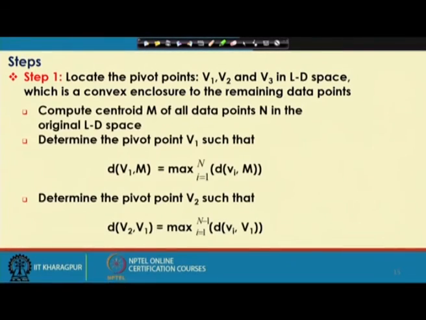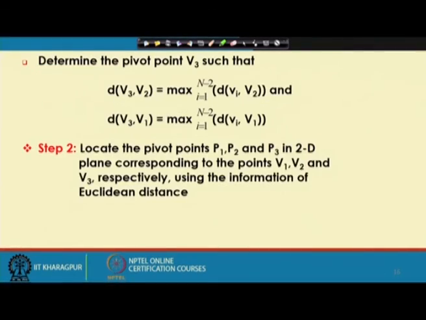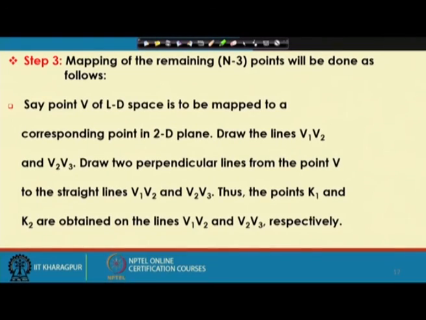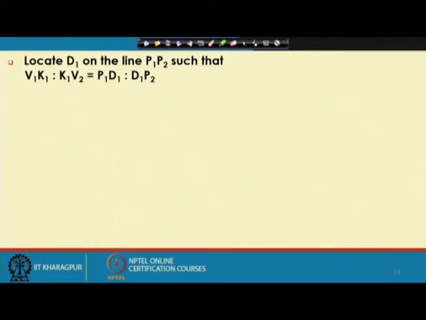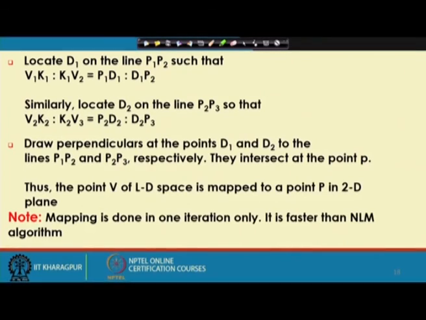Now, the steps of this algorithm I have already written here, but all such steps I have already discussed in detail. Here we just put one note that the mapping is done in one iteration only, and this is very fast. It is in fact much faster compared to the Sammon's nonlinear mapping. Now, what will be the quality of the mapped data points, that we will be discussing after some time.